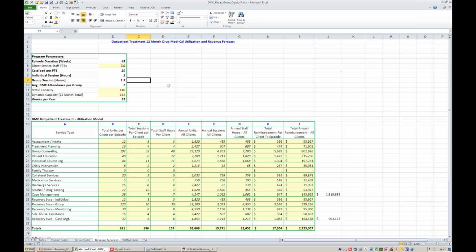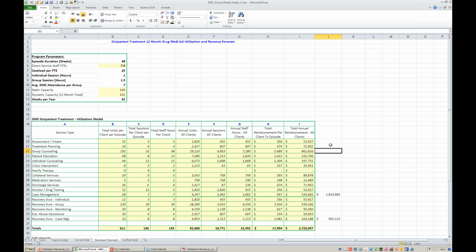And like I said at the meeting last week, group is where you use your staff most efficiently, and where you capture the bulk of the money. So here's group counseling down here. That's $862,000. That's more than any other single service. Way more.